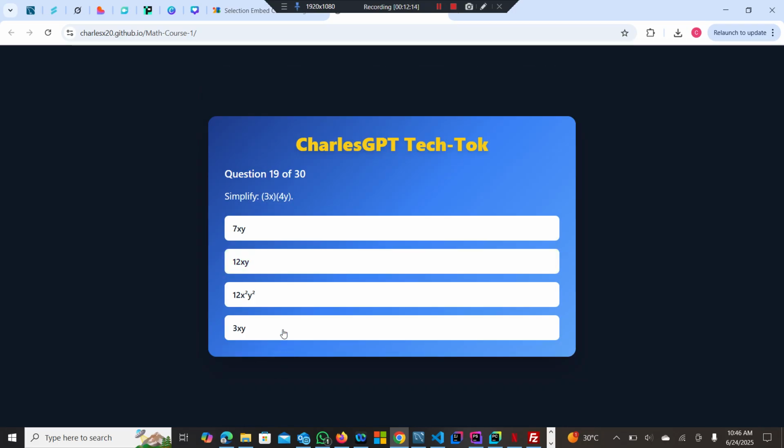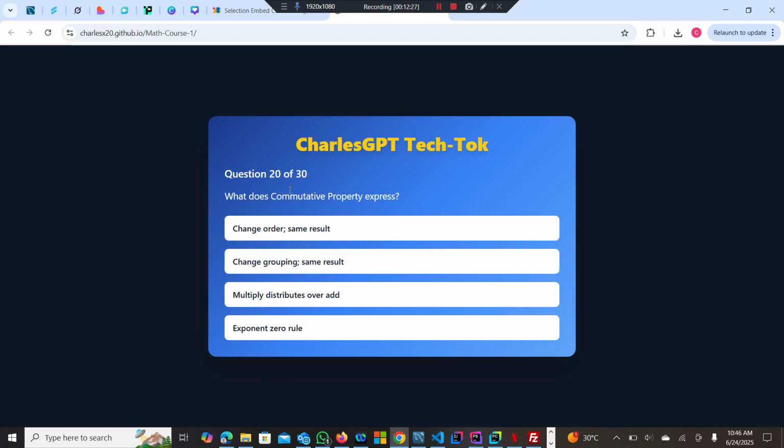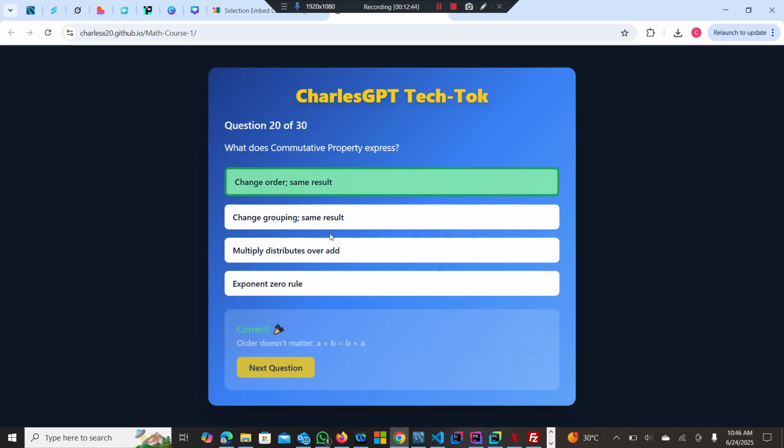So next question. 3x times 4y would be 12xy, correct? 12xy. Next question: what does the commutative property express? Change order, same results. Change grouping, same results. Multiply, distribute over add. Exponents, zero rule. So the answer would be change order, same results.